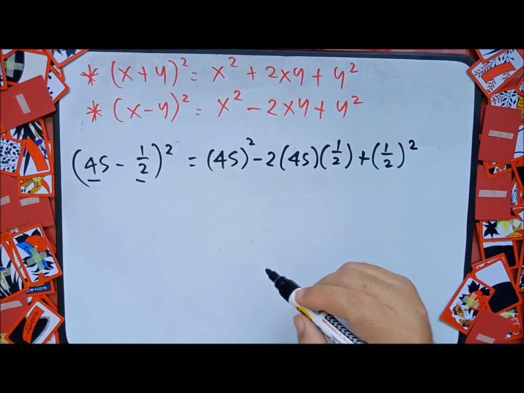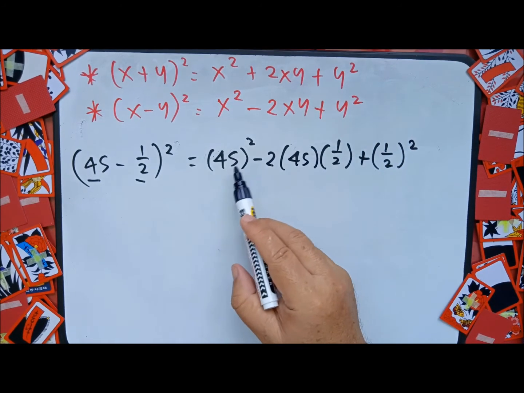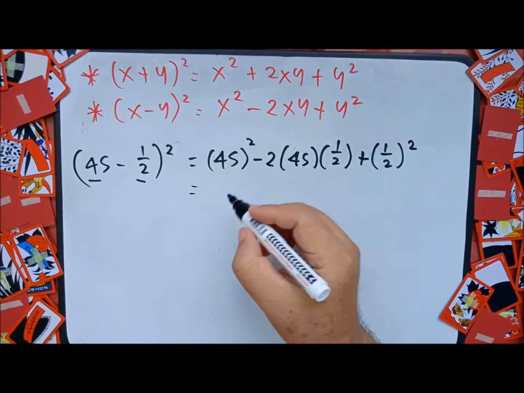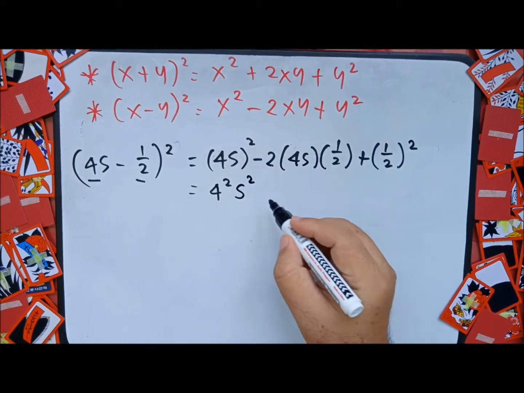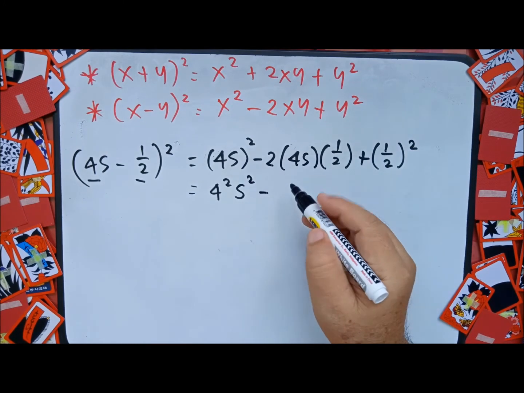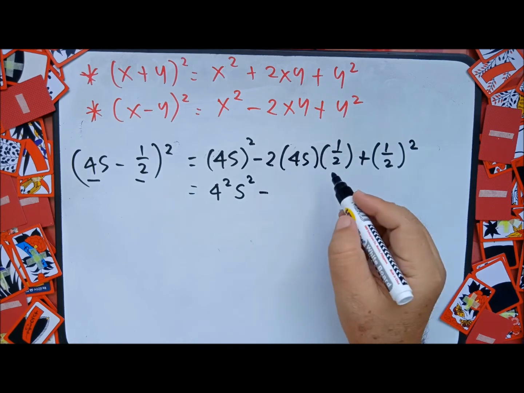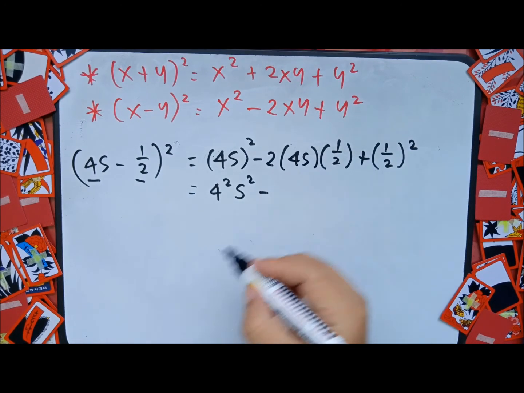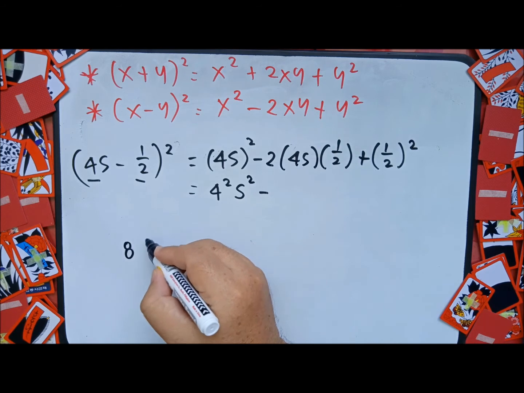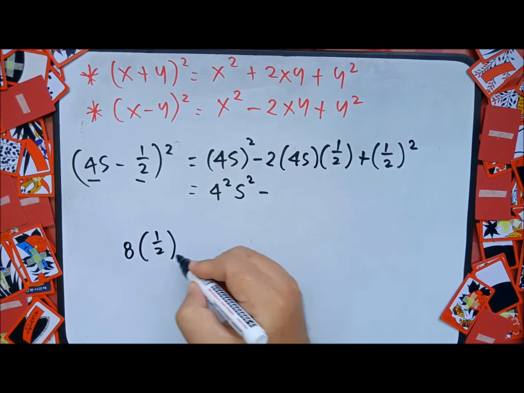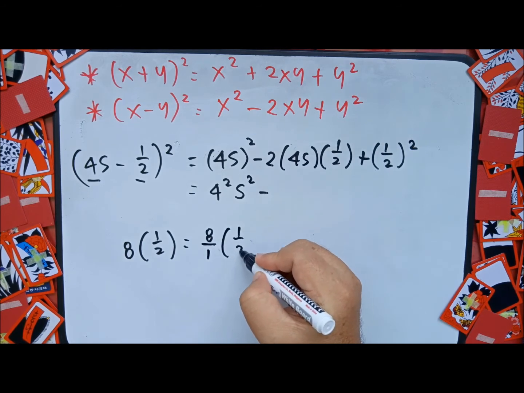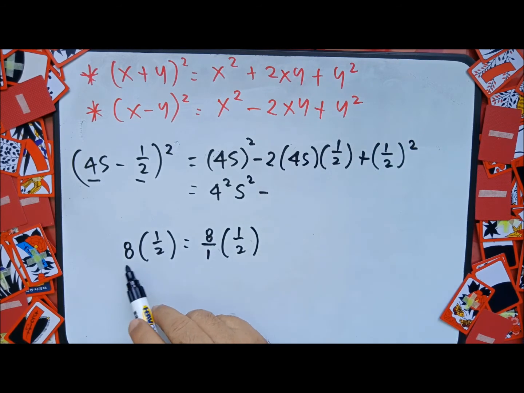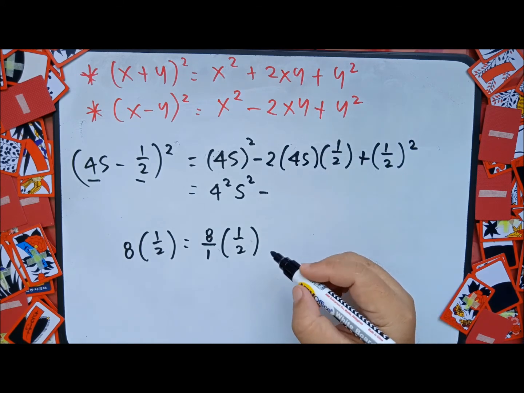Okay. Substitute. Okay, distribute the square. This will become 4 squared, s squared, minus 2 times 4 is 8. 8 times 1/2. How will you compute this? 8 times 1/2 is also the same as 8 over 1 times 1/2. Remember, there is a denominator of 1 on whole numbers.